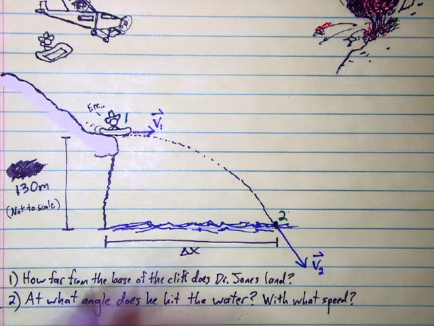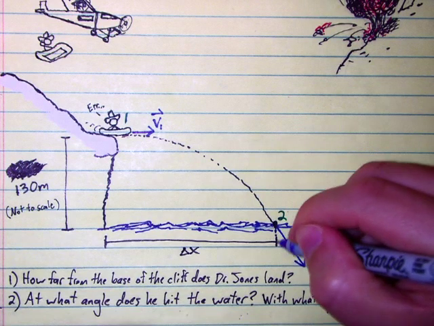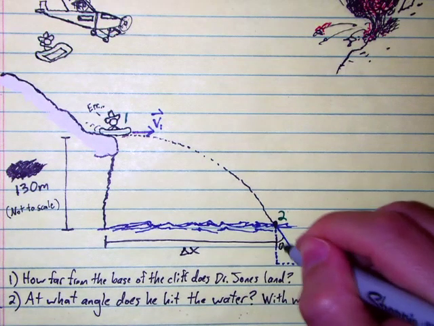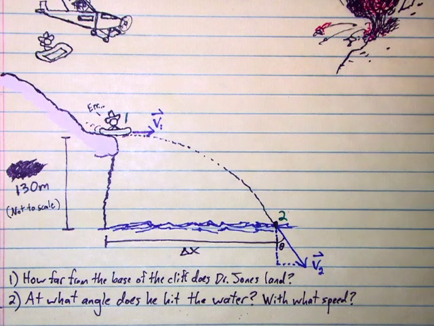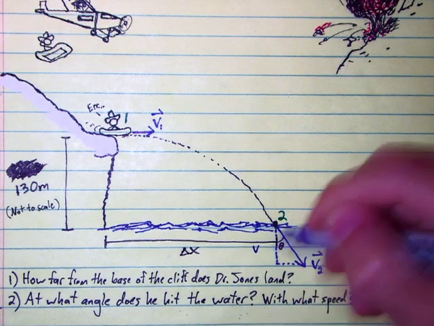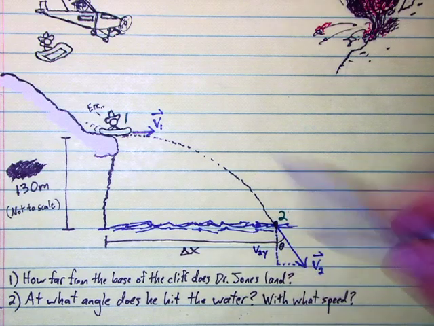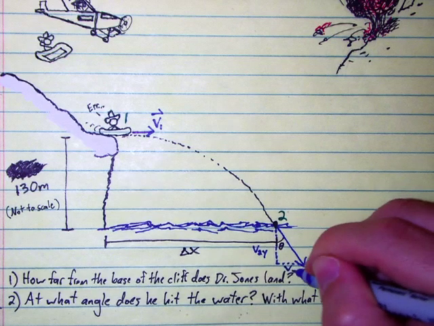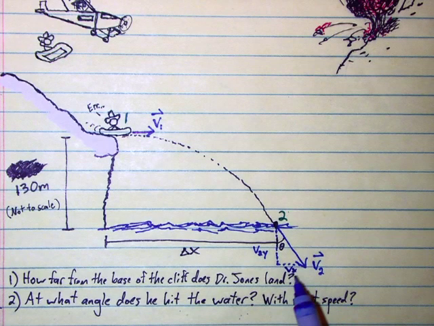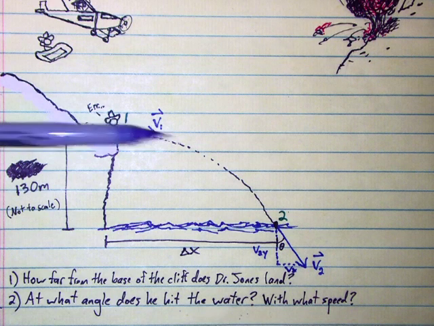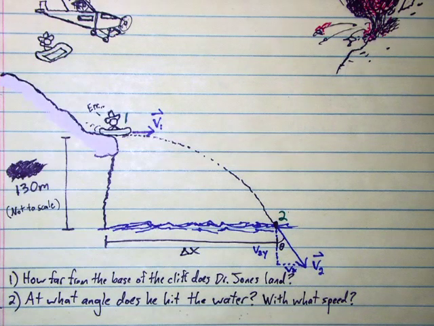It would be convenient to find this angle right there, because this leg of the triangle would be v2y, the y component of velocity 2, and the component here is just going to be vx. I don't have to say vx2 because we know that the x component of velocity will be constant throughout the entire time he's in free fall.